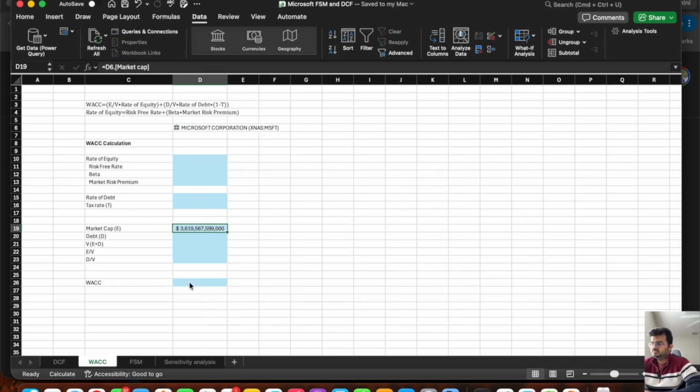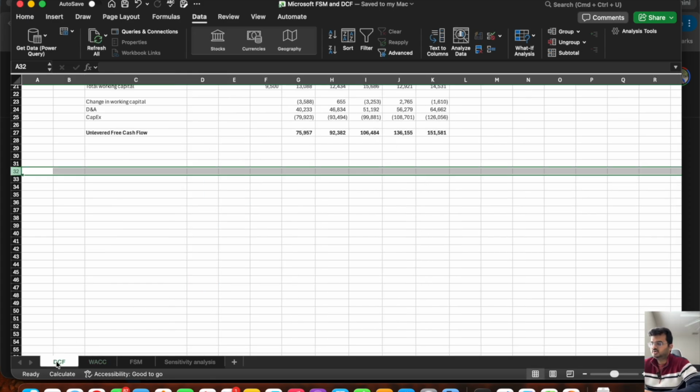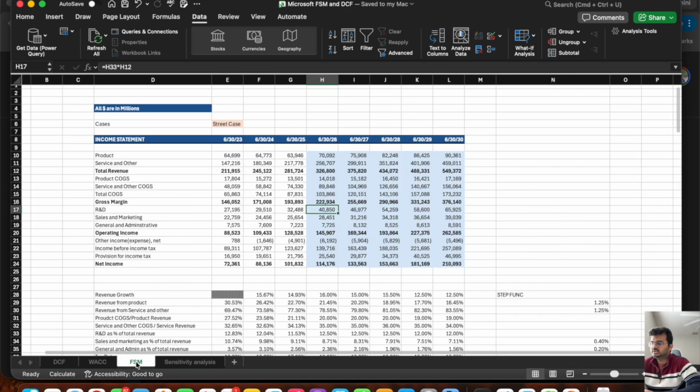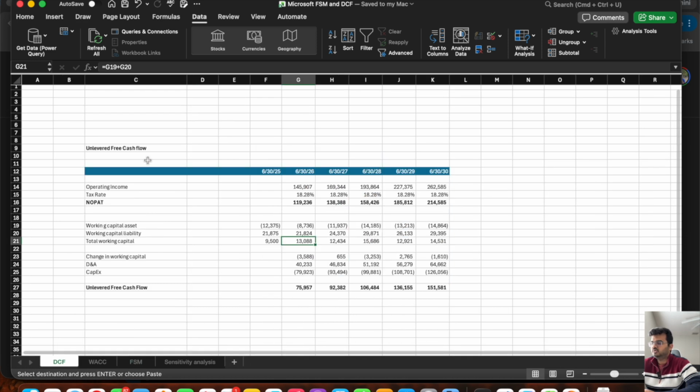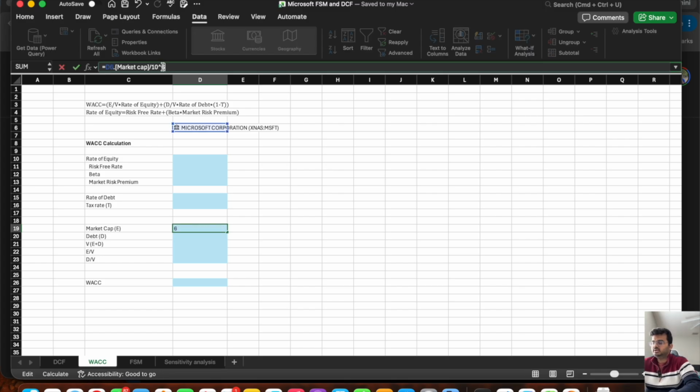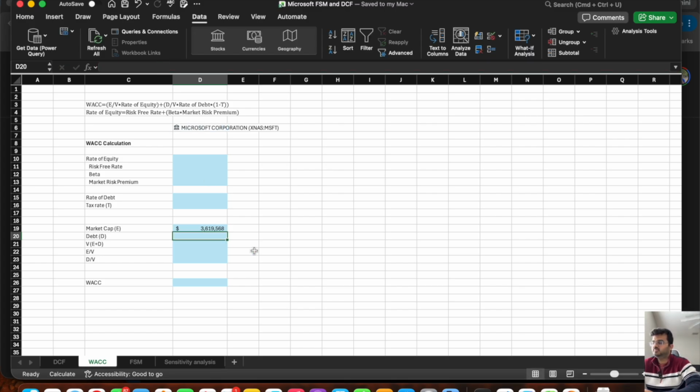But a gentle reminder: whatever numbers we have used in the free cash flow, which is in turn linked from the financial statement model, all dollars are in millions. Maybe I'll put this note here as well. But the number you are seeing is a huge number. It says 3.619 trillion. It's not in millions. So we need to divide this by 10 to the power of 6 to get the market cap in millions. All the numbers we are going to use will be in millions unless it's a percentage.